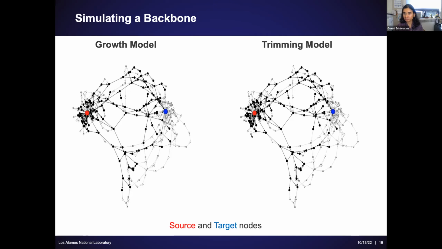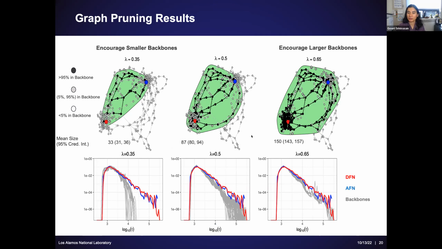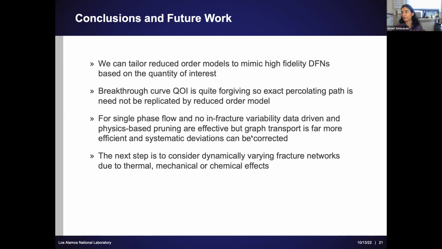And essentially, again, with the tuning parameter, we're able to control the size of the model. And we have some results here, with different parameters, of how we're able to match the breakthrough curves. And the red here is the frame of reference and how well we do it for the different parameter sizes. So anyways, I'm gonna wrap this up.